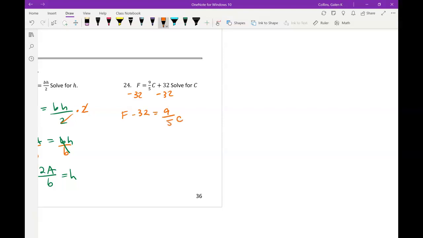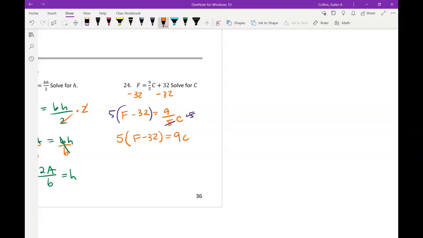And then you could do this in one step. You know, I'm a weirdo and I like to do it in two. To undo 9/5, you could multiply by 5/9 on both sides. I find students sometimes think that's confusing. So what if we just do it in two steps, like multiply everything by 5, and we've eliminated the fraction. So I now have 5 times F minus 32 equals 9C.